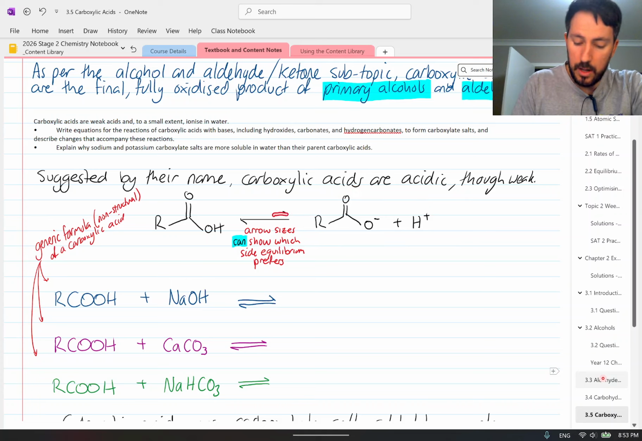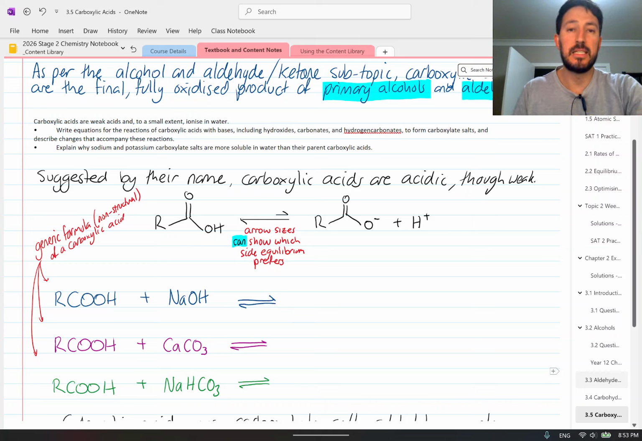You'll see that our forward arrow is quite small and the backwards arrow is quite large. That is showing you that the equilibrium lies to the left, which suggests that our acid is weak. If we had a base and we were doing the same thing, it would also show a weak base. Regardless, our equilibrium favors the reactant side, which makes this acid a weak acid.